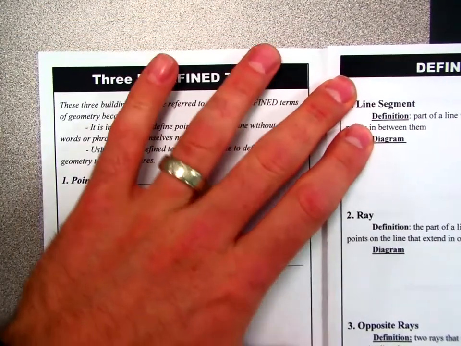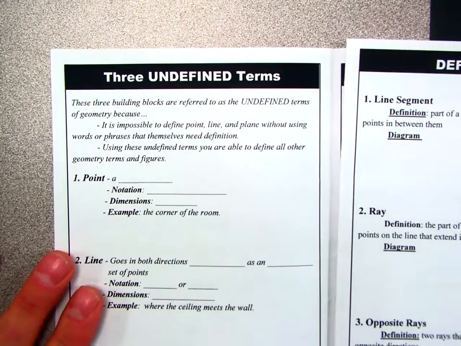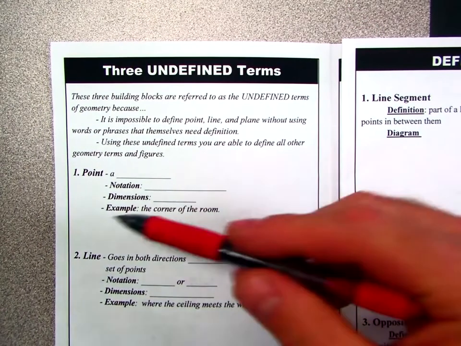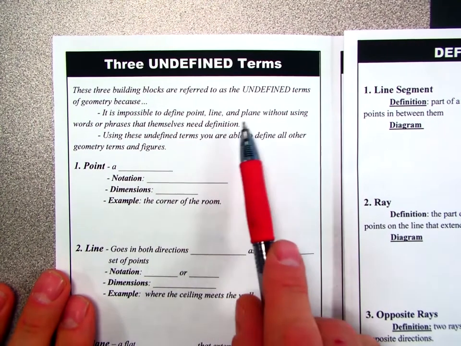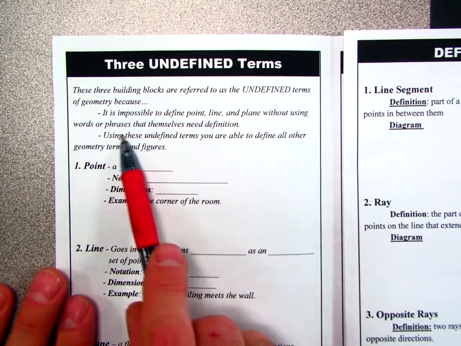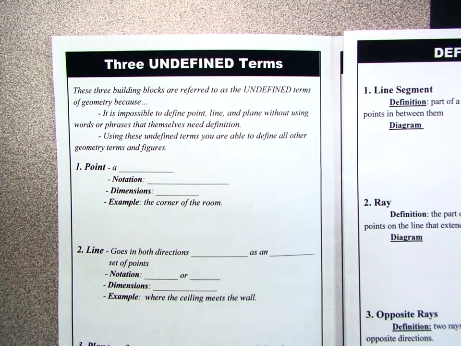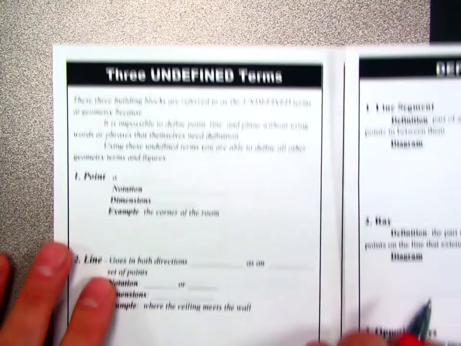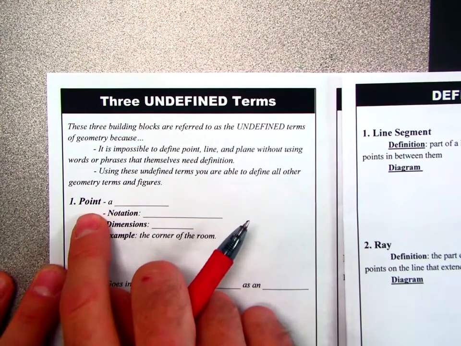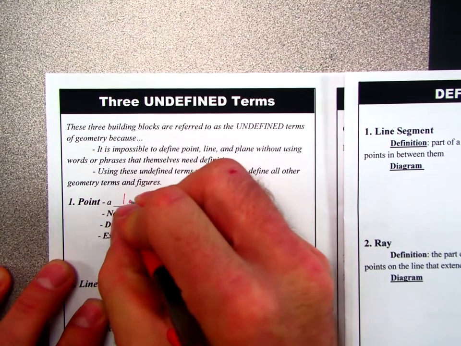And so we start off with what are called the undefined terms. And that's point, line, and plane. They're undefined because it's impossible to define these point, lines, and planes without using words or phrases that themselves need definition. So we can't define point without using some other geometry term that's based on points, lines, and planes. So we say they're undefined. But we can still describe them. So we say that a point is a location.